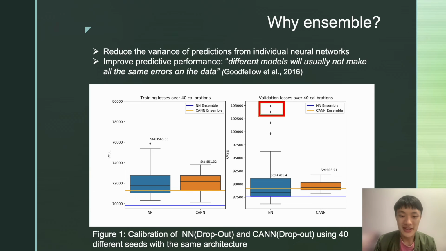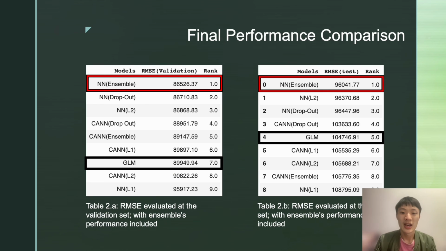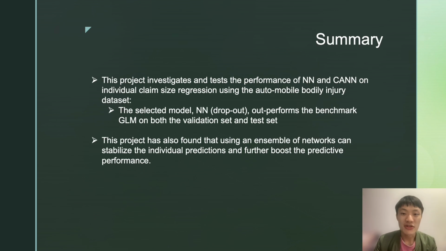The outstanding performance of ensembles may be explained by their capability to reduce the prediction variance, which will improve the generalization performance. Additionally, component models can compensate for each other when making predictions. As a quote from Goodfellow, different models will usually not make the same mistake on the same data. As a final comparison, the neural network ensemble has the best performance on both the validation and test sets among all the models. As a quick summary, this project has explored two network architectures, and the selected model outperforms the benchmark GLM on both the validation and the test set. Additionally, this project has found that using an ensemble of networks can further boost the network's performance by stabilizing the prediction.